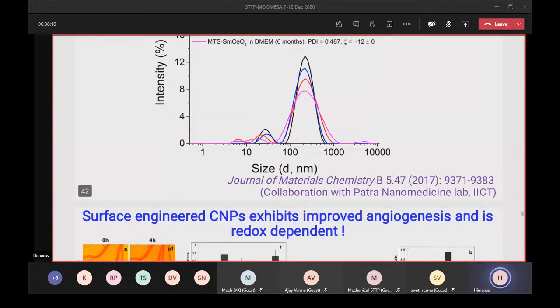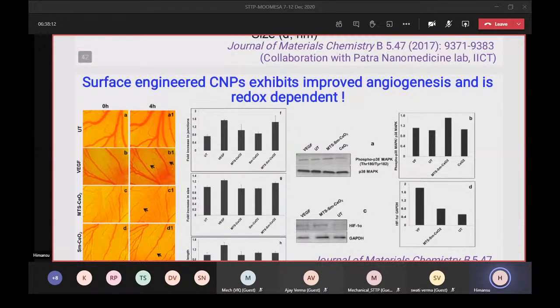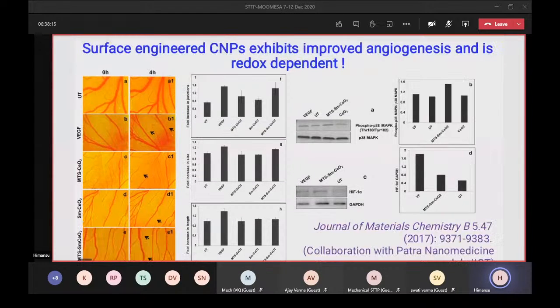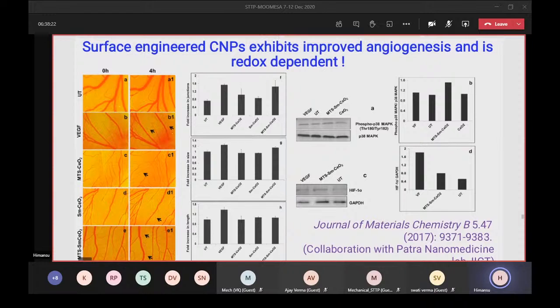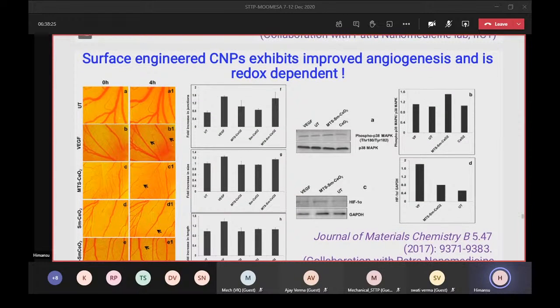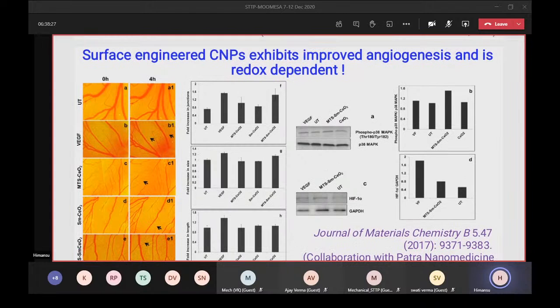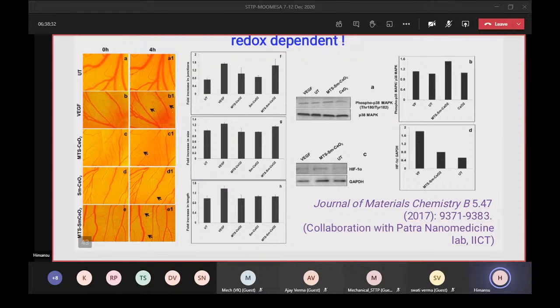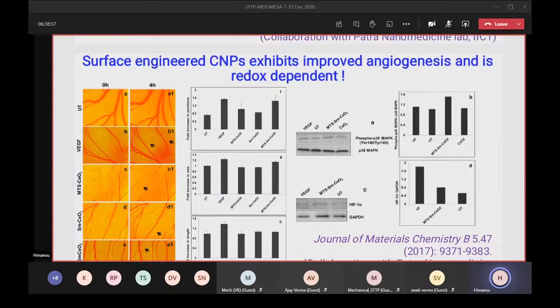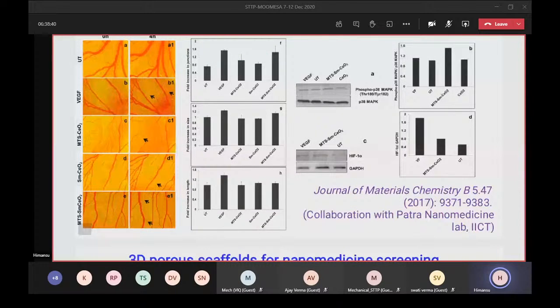So we use this for angiogenesis. This part we collaborated with a group from the Indian Institute of Chemical Technology located in Hyderabad. This is a very big lab, with a very big team, along with the Patra Nanomedicine lab. So we thought, why not channelize these nanoparticles towards the angiogenesis direction? Fortunately, we found lots of blood vessel regeneration with these nanoparticles. You see this is the 0 hour, this is the 4th hour, and the blood vessels are clearer and clearer, and the girth of the blood vessel has increased. We did all this with the chick embryo model.